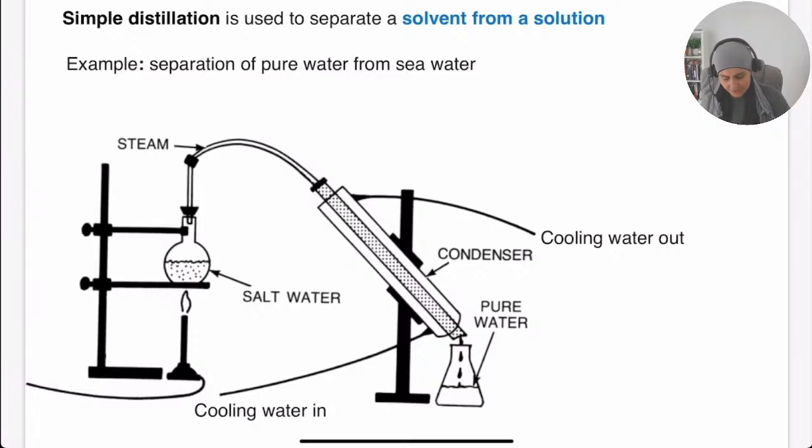So what happens here? So you heat with a Bunsen burner or with an electric heater, and water evaporates, so steam is formed. It goes up to the gas delivery tube, and here you have cold water, which obviously condenses the steam. So steam is condensed, and you collect it into a new conical flask.